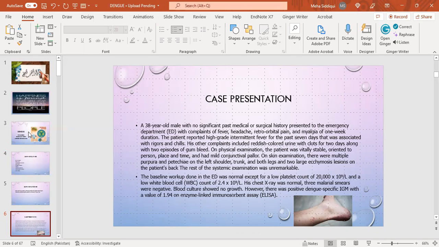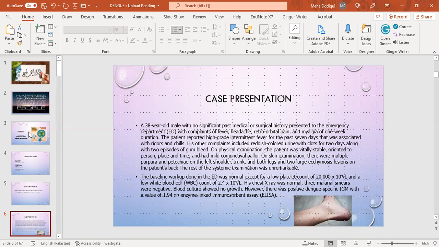On physical examination, the patient was vitally stable, oriented to person, place, and time, and had mild conjunctival pallor. On skin examination, there were multiple purpura and petechiae on the left shoulder, trunk, legs, and 2 large ecchymosis lesions on the patient's back. Rest of the systemic examination was unremarkable. The baseline workup done in the emergency department was normal except for a low platelet count of 20,000 and a low WBC count.